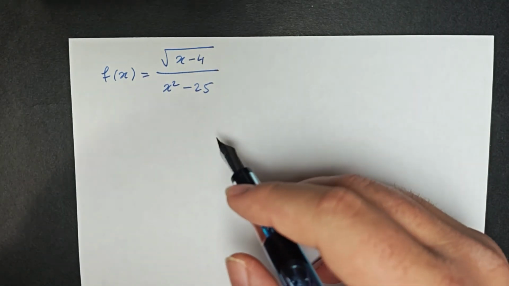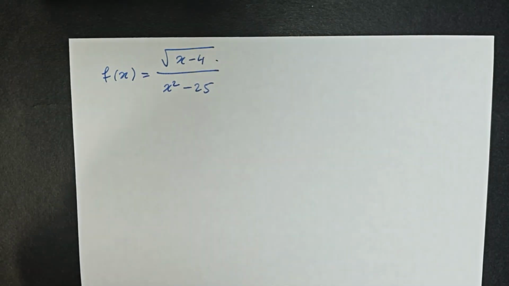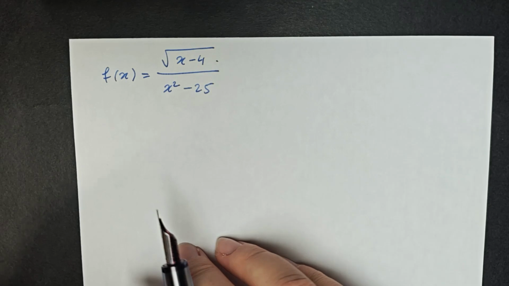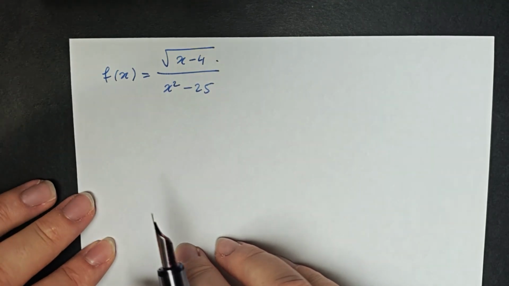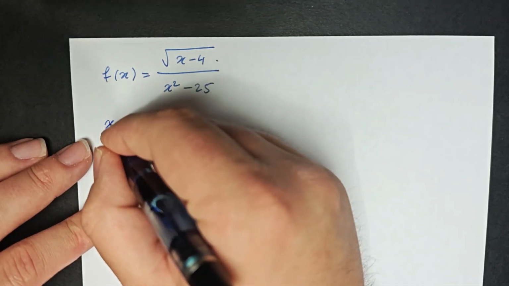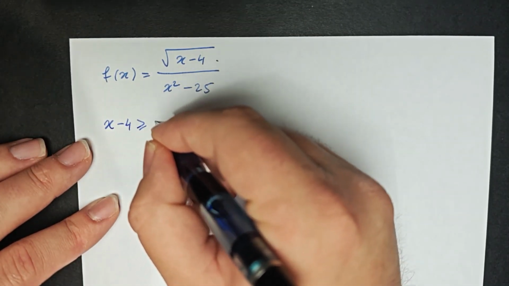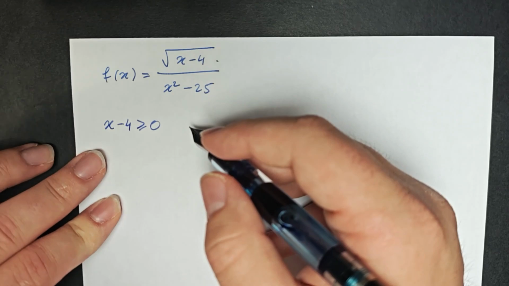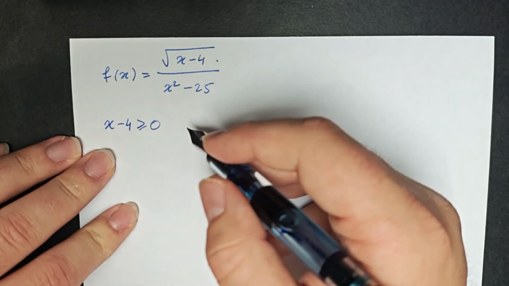As you can see, we have a square root function here in the numerator, and for it to be well defined, its argument has to be larger or equal to 0. Therefore, x minus 4 is larger or equal to 0. Now let's observe the fraction.